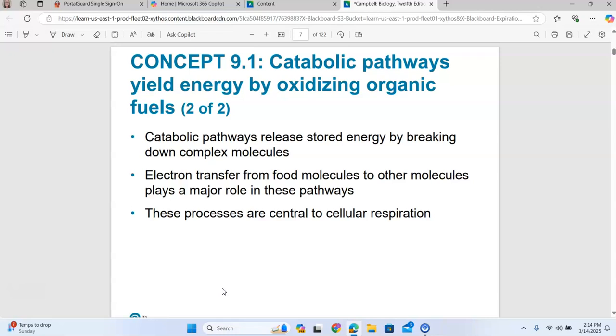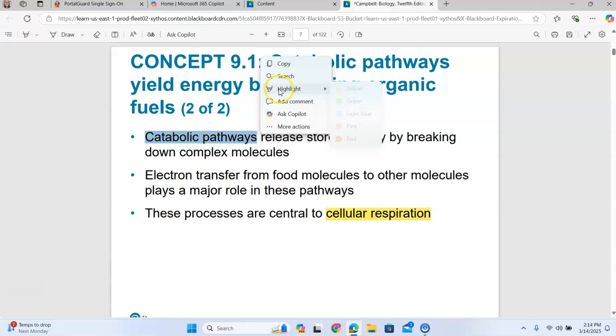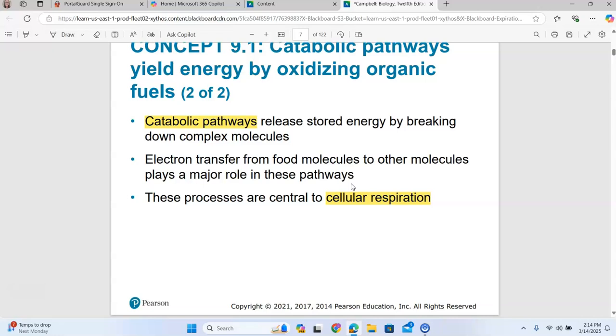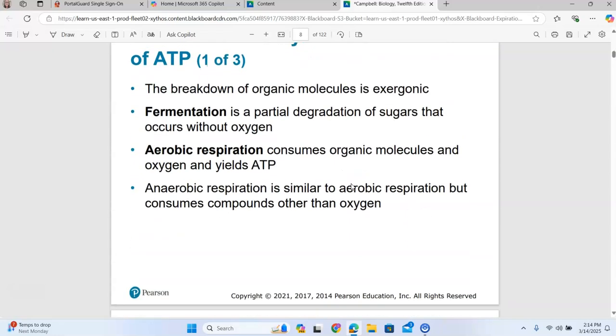Cellular respiration is a catabolic process, okay? So just make sure you know that. Cellular respiration is a catabolic process. So cellular respiration is a catabolic pathway. In other words, it's a breakdown pathway, and it's going to release energy. Okay, and we'll talk about the electron part of it later. Okay, so this is an exergonic type of reaction.